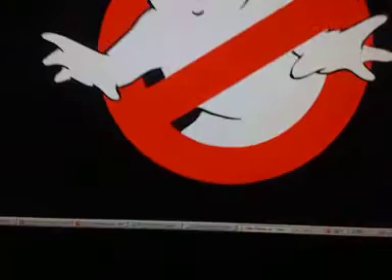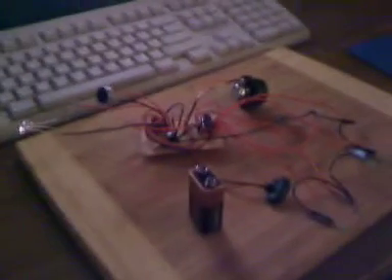Ghostbusters fans, I would like to show you the light system that I built for the PKE meter, the real Ghostbusters style PKE meter. Anyway, so let's power this sucker up.